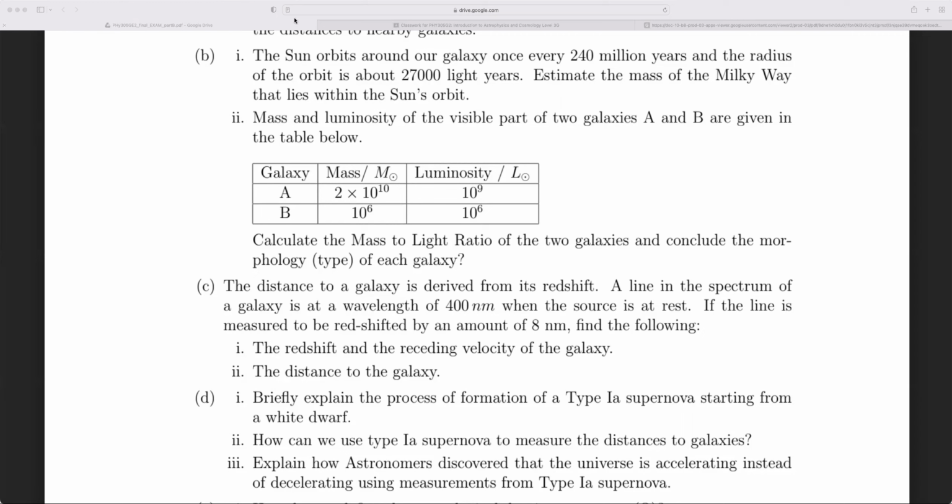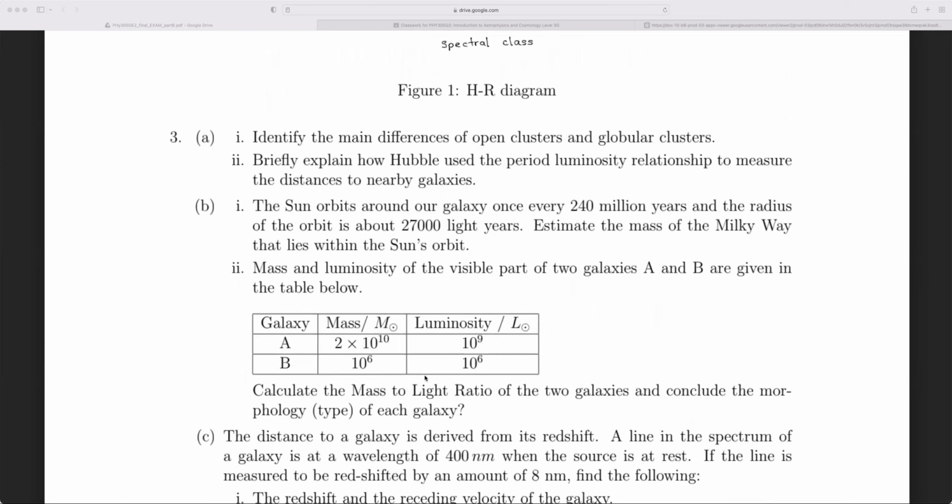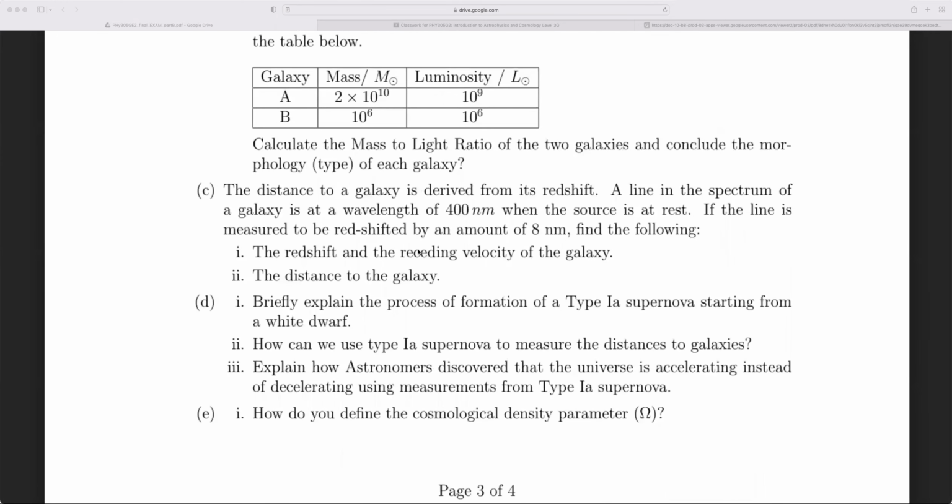Right, so I am back here. So we were looking at this particular question. Now you are given the redshift of the galaxy, and you have to find the... Actually, this question is asking for the redshift and the receding velocity of the galaxy, right? So first you need to understand what redshift is, and then you have to find the receding velocity.